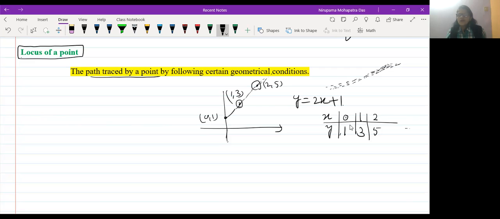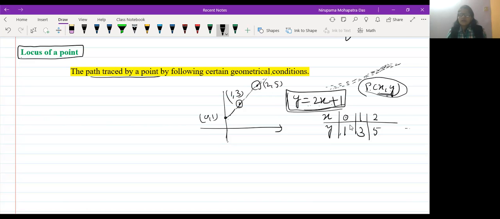It means the locus of the point x, y, if I take P(x, y), the relationship between x and y is given by y equal to 2x plus 1. So the path traced by this point is a straight line. It means the locus of the point, which follows the geometric condition y equal to 2x plus 1, is a straight line.